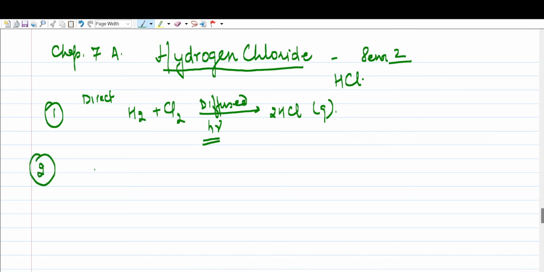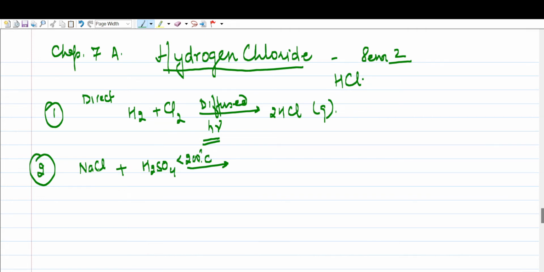The second method is you can take any metal chloride. So we prefer taking sodium chloride, right? And to this we add concentrated sulfuric acid and we keep the temperature less than 200 degrees centigrade. Why is it less than 200 degrees centigrade? The reason is if we take more than 200 degrees centigrade, then sodium sulfate is formed, which spoils the glass apparatus and it also absorbs more heat.